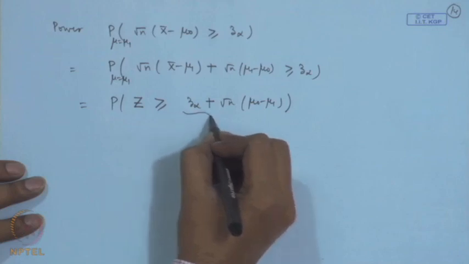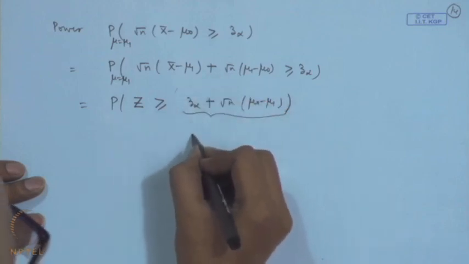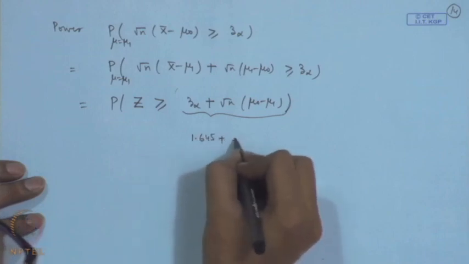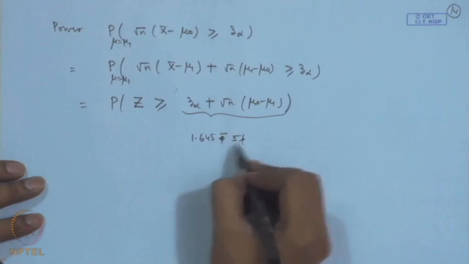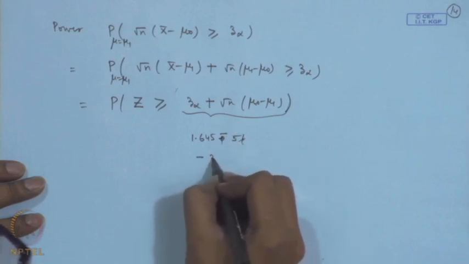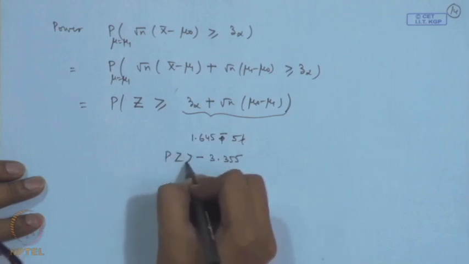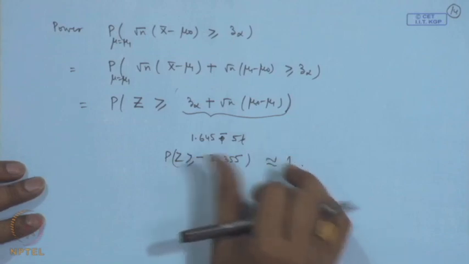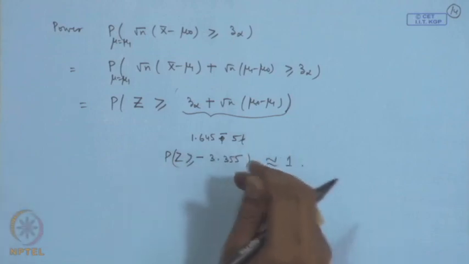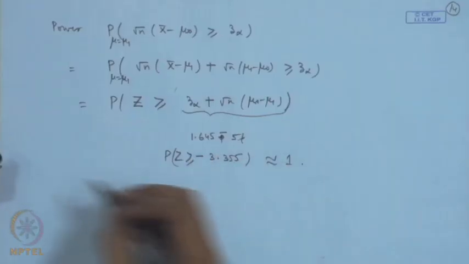So, this can be again evaluated. For example, in this particular case we had taken z alpha is equal to 1.645 plus 5 times mu naught minus mu 1, which is minus 1. So, this is minus 5. So, that is equal to minus 3.355, that is probability z greater than or equal to this, that is nearly 1. So, the power of this test in this particular case is almost 1. So, it is good, because in the normal distribution case this probability is almost 1.